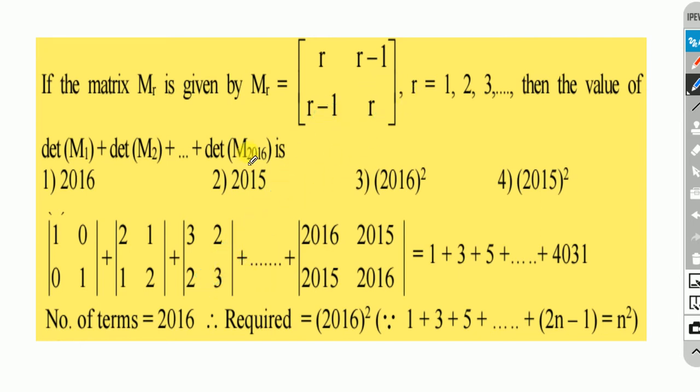When you put R is equal to 2016, because the last value here is determinant of M 2016. So when you put 2016, I have 2016 here, 2016 minus 1 is 2015 here. Similarly, this is also 2015 and 2016. So when you expand, you can see this 1 into 1 minus 0, that is 1 here, and the second term will be 4 minus 1 is 3, and 3 into 3, 9 minus 4 is 5 here, and finally I have 2016 square minus 2015 square is 4031.